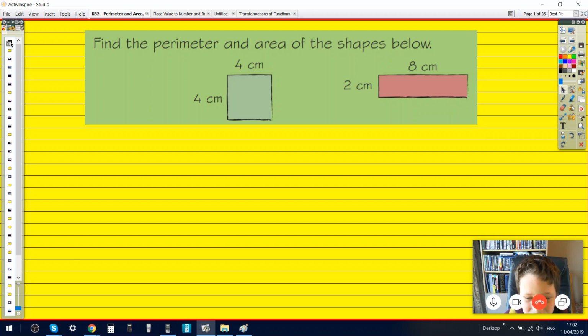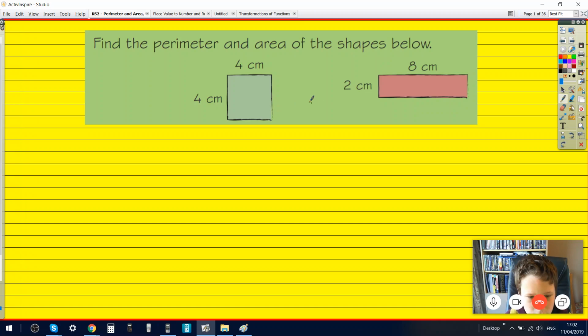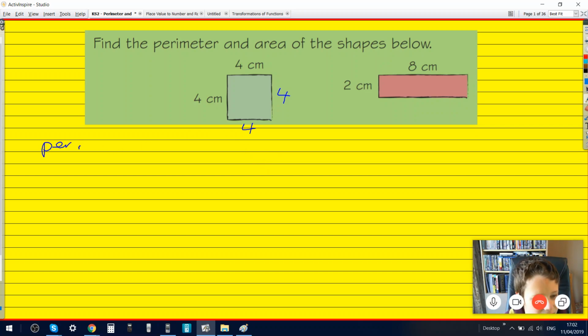Okay. So what would be the perimeter for the first shape, for the square? Well, it's 4 centimeters plus 4 centimeters. Right. So that's two of the sides. What are the two missing sides? Well, they're both 4 centimeters as well. That's right. And so what is the perimeter? It's 16 centimeters. Well done.